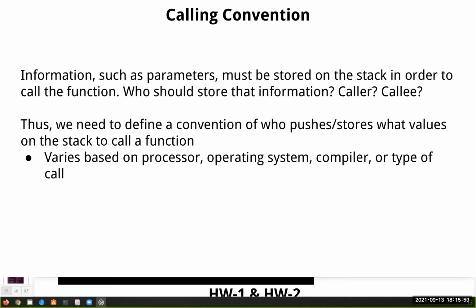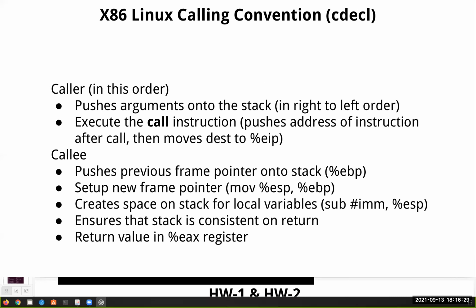There are many different calling conventions. The calling conventions basically determine how we pass parameters, how we store them, where we store them, and who will store that. Is it the caller that stores it, or the callee? Do we put them on the stack, or do we put them in registers? The most popular calling convention we use in 32-bit machines is called cdecl.